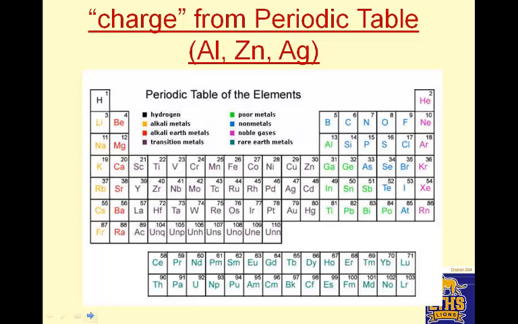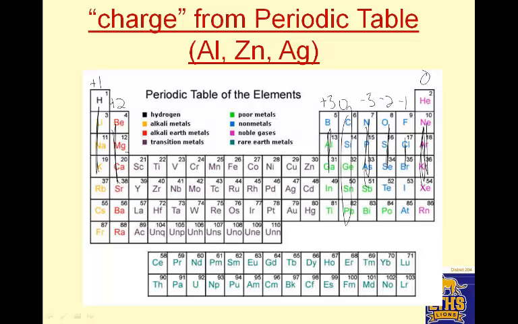The charge from the periodic table. With your periodic table, the charges are as follows in the columns. Whoops, I just messed it up. I should make that legible. So in the columns of the periodic table, you have plus 1, plus 2, plus 3, 0, minus 3, minus 2, minus 1, 0.